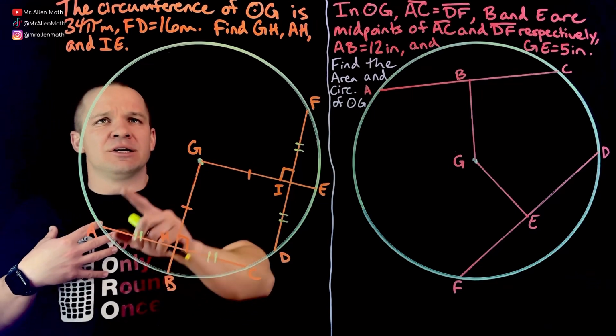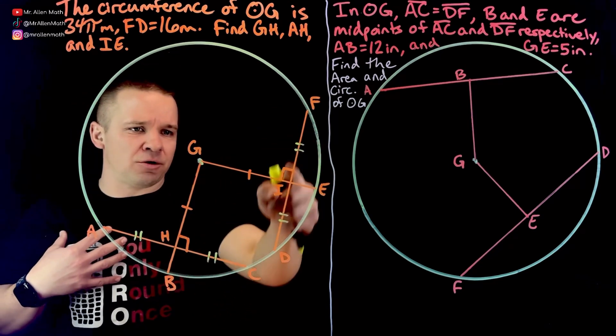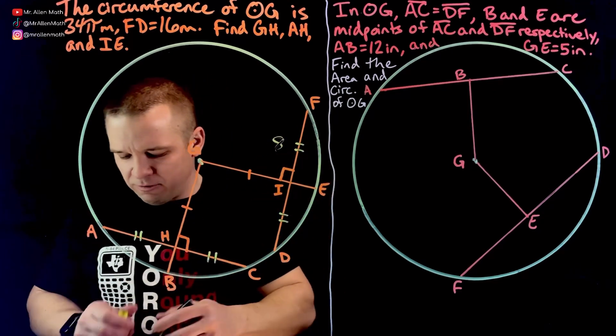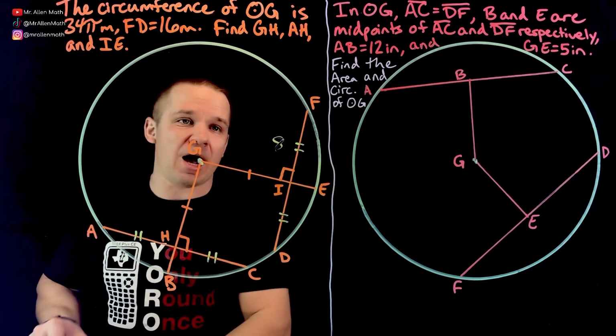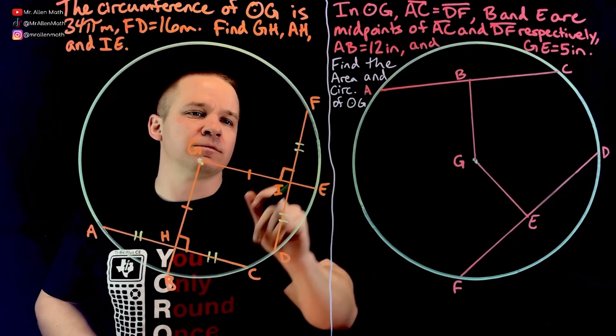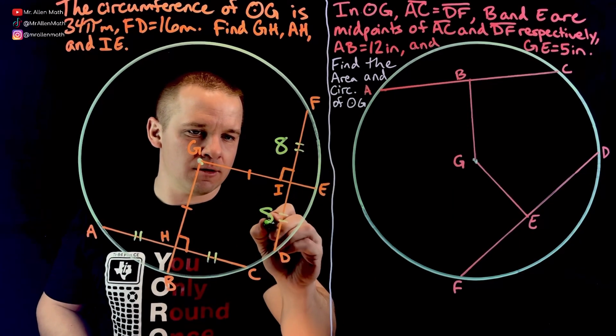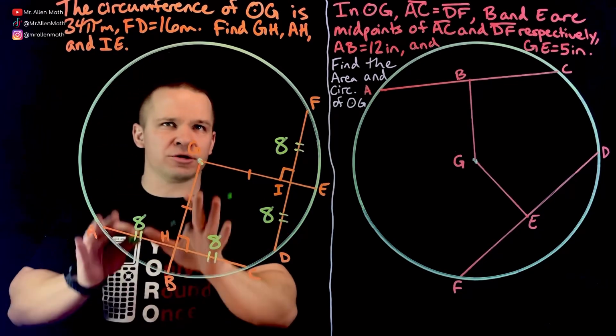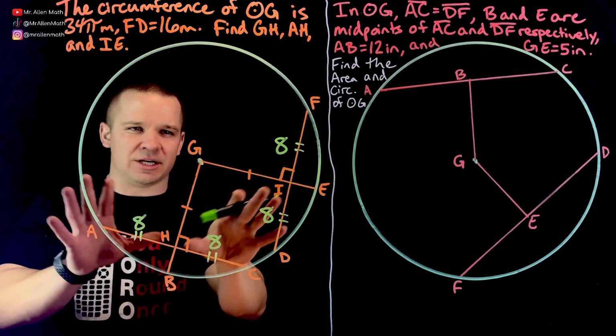All right. So FD equals 16. This whole thing is 16, which means these pieces here are going to be 8 meters. They're going to be 8 meters a pop. So 8, 8, 8, and 8. I'll save the units for the end here. It's all meters. We'll put that back in at the end so it doesn't get too jumbled up.